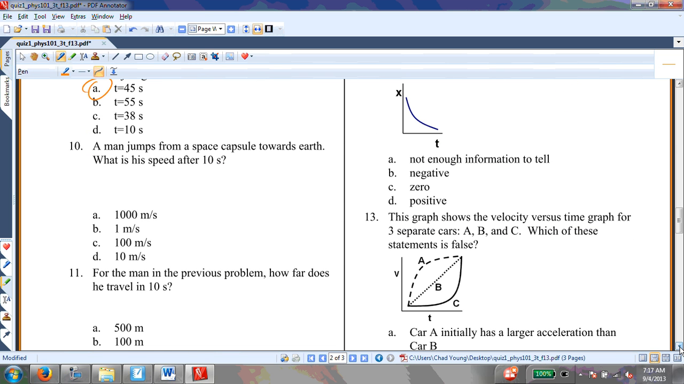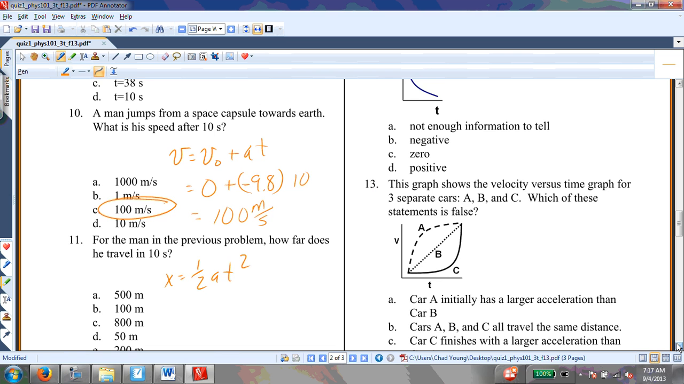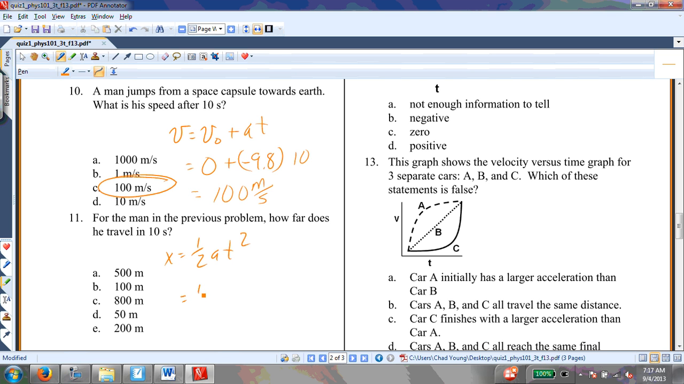Man jumps from a space capsule towards Earth. What is his speed after 10 seconds? All right, well, V is equal to V0 plus AT. So it's just 0 plus minus 9.8 times 10, which is 100 meters per second. Keeping proper sig figs, how far does he travel? X is equal to 1/2 AT squared. That's because V0 is equal to 0, so I just didn't write that term. So that gives me 1/2 of minus 9.8 times T, which is 10 seconds, squared. That's 5 times 100, 500 meters, which is A for number 11.